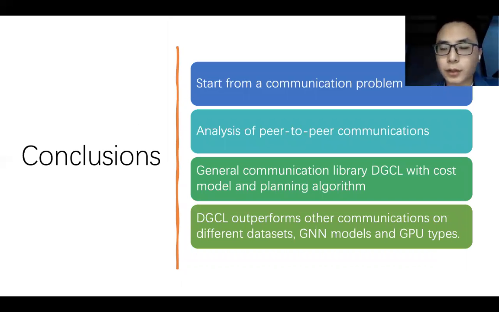So now let me give a brief conclusion. We start from a communication problem in GNN training and give an analysis of peer-to-peer communication. Then we propose a general communication library with a cost model and planning algorithm. Finally, experimental results show that DGCL outperforms other baselines on different datasets, GNN models, and GPU topologies. So please feel free to ask any questions.